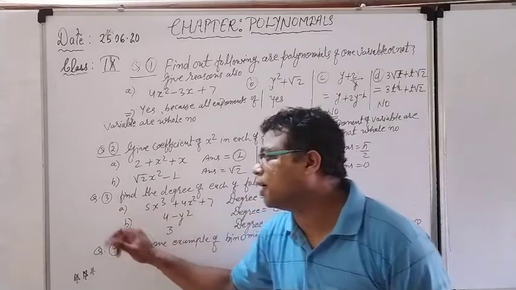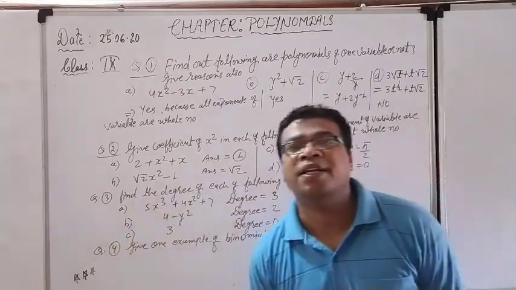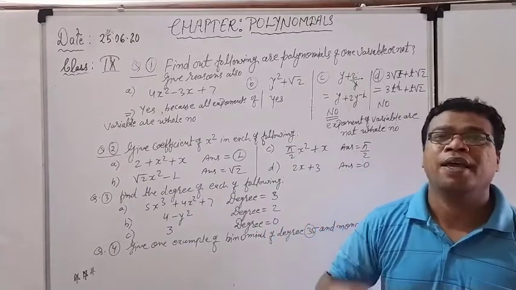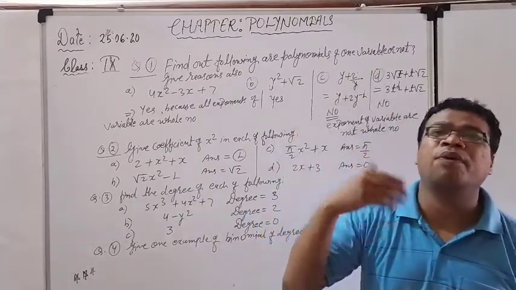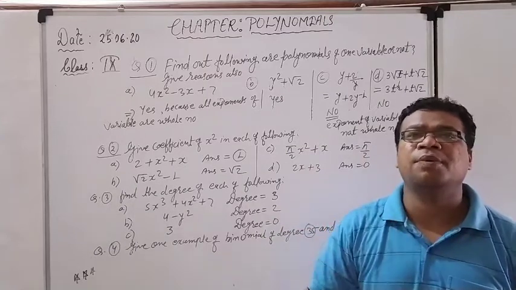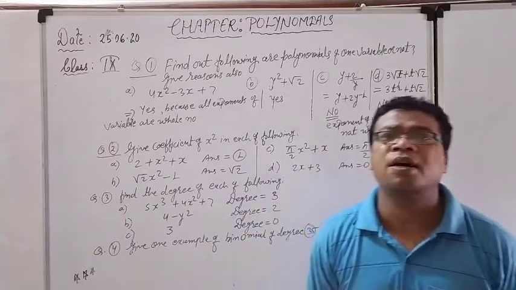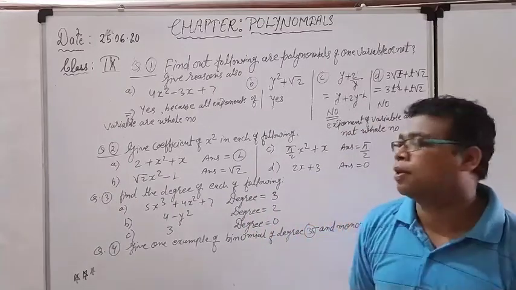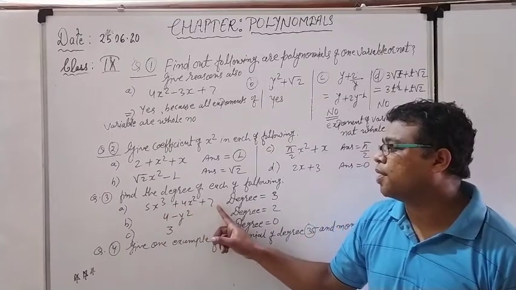Now see the third category of questions. Find the degree of each of the following. Again, remember what the degree is. Degree means the maximum power of the variable. In any algebraic expression, the maximum power of the variable is known as the degree of that polynomial. See the first question, A, 5x cube plus 4x square plus 7.